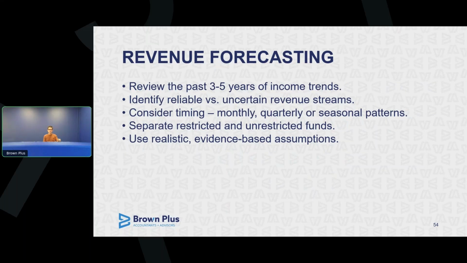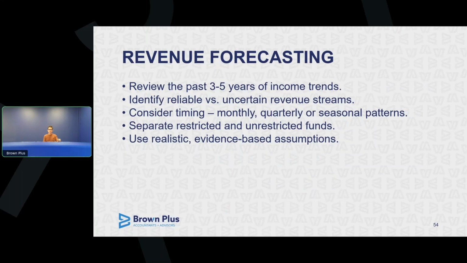Step 3 is understanding timing, and this is a big one. Nonprofits rarely receive money evenly through the year. Donations can bunch up at the end of the year. Grants might come in once a quarter. Some are even reimbursable grants, and they might take months.